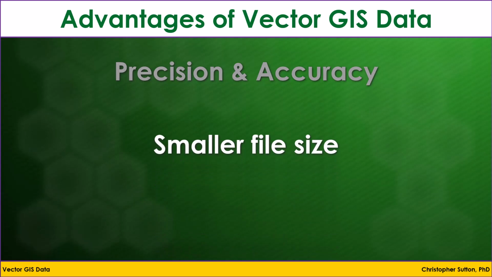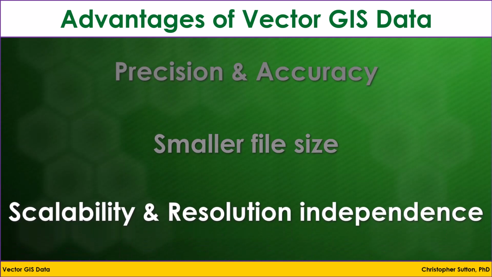Vector GIS data files typically are smaller than raster data files because they store geographic features as mathematical equations and coordinates rather than storing pixel values for every single location. This means smaller file sizes and more efficient storage, especially for areas with complex geometries.